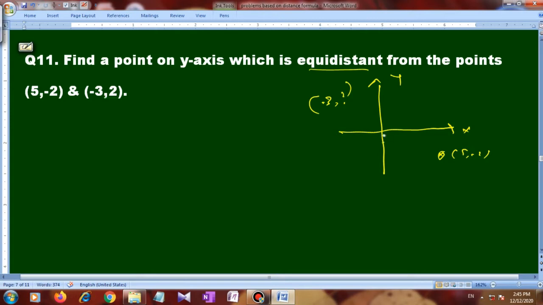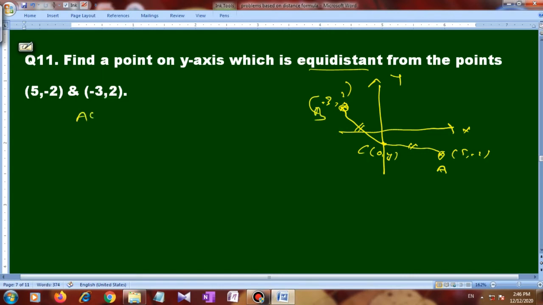So suppose the point will be here. Clear? The point will be here. This is C. So join this point and this point. Clear? So these points are equidistant from C, which is lying on the y-axis. So the coordinates of C will be (0, y).